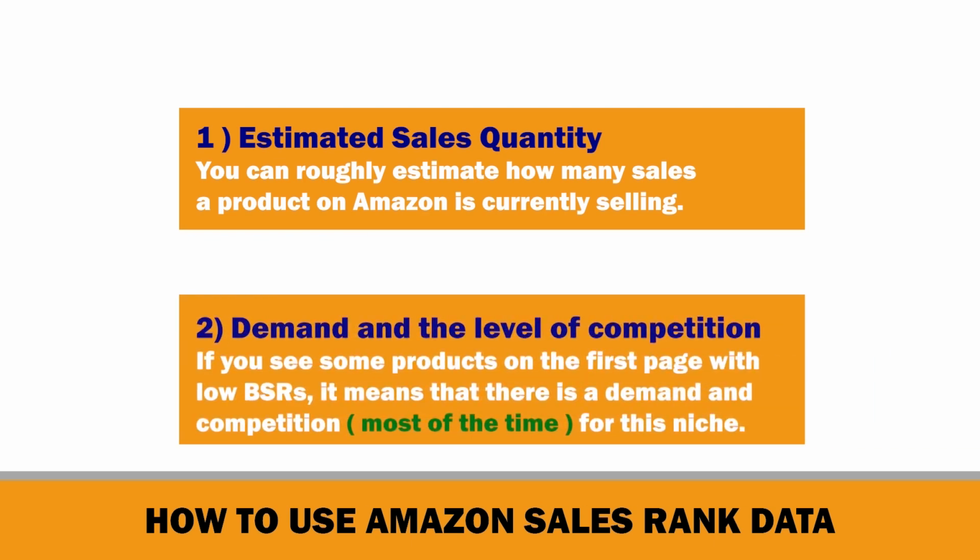Secondly, you can estimate the demand and the level of competition for a particular niche. When you are doing niche research in a specific category, if you see some products on the first page with low BSRs, it means that there is a demand for this niche. However, do not forget that most of the time if there is a demand, there is competition, even though there are relatively fewer search results, like 1000, for a specific search term or keyword.